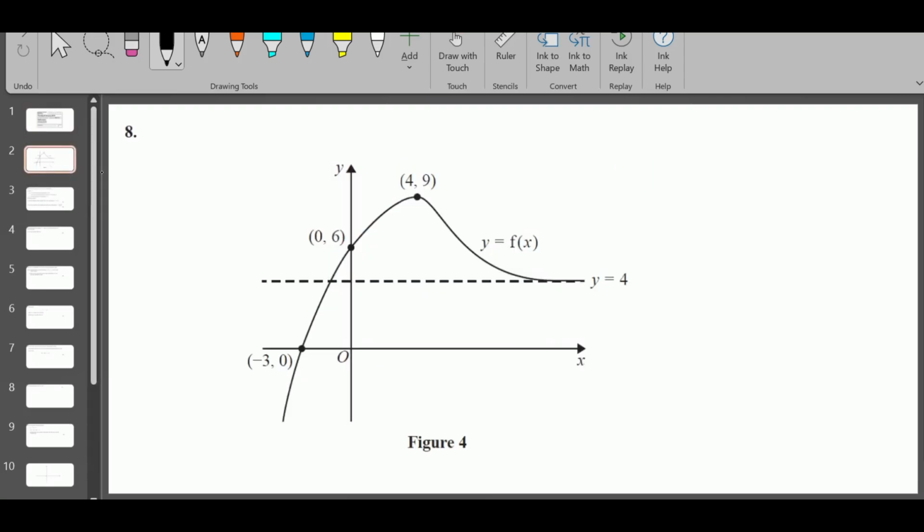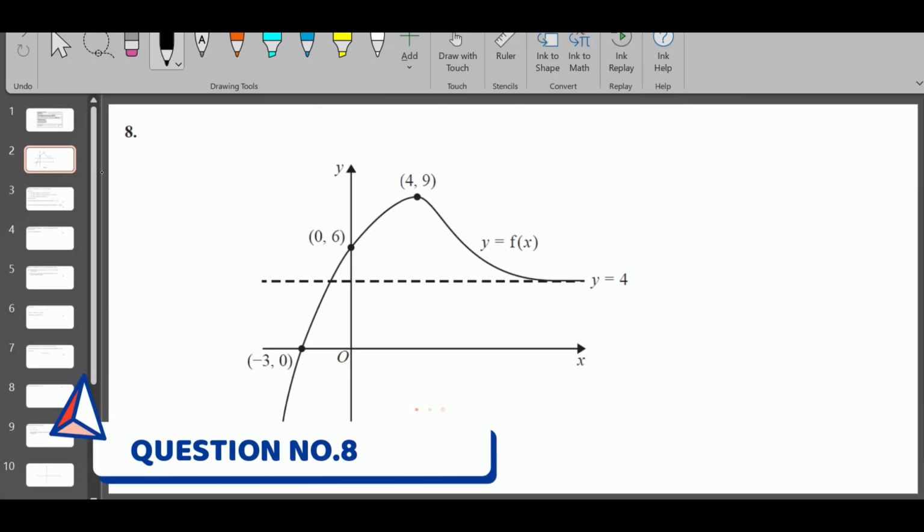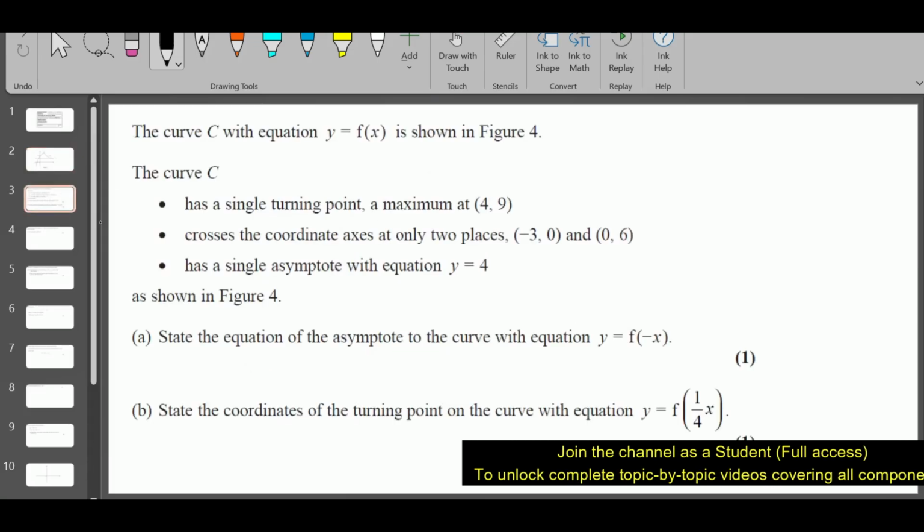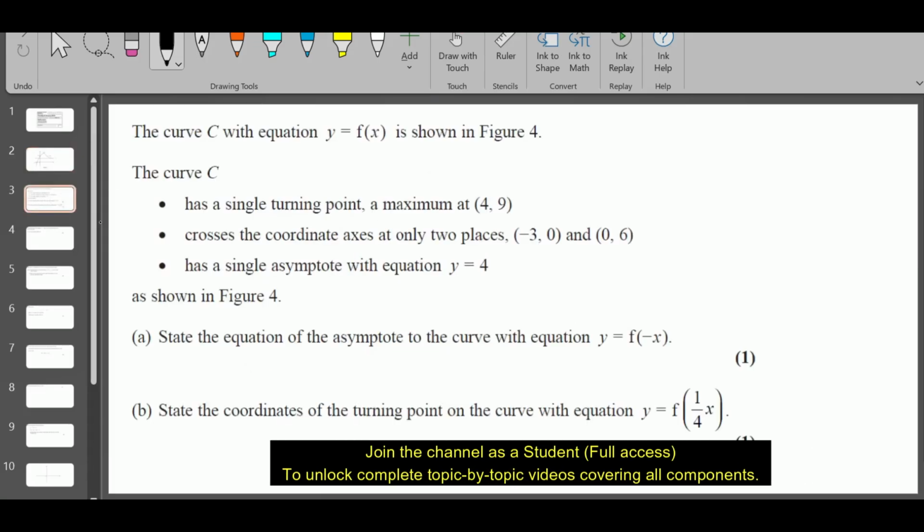In the previous video we have covered till question number 7. So let's look at question number 8. We have a graph given with several points mentioned and there is an asymptote y is equal to 4. Let's read the question. The curve C with the equation f of x is shown in figure 4.